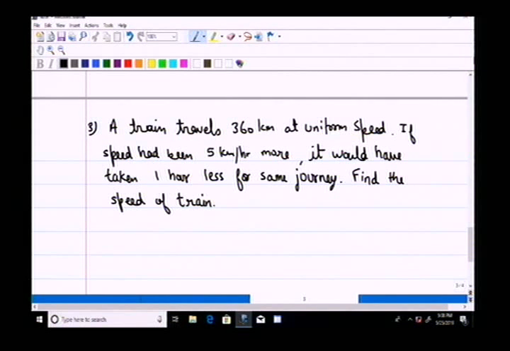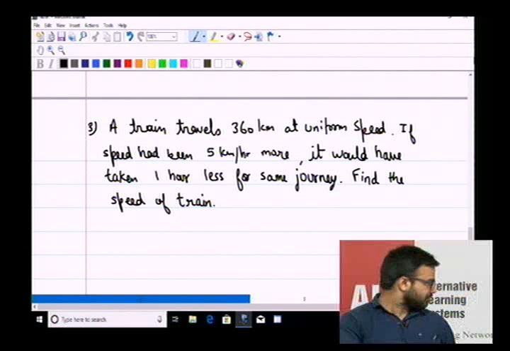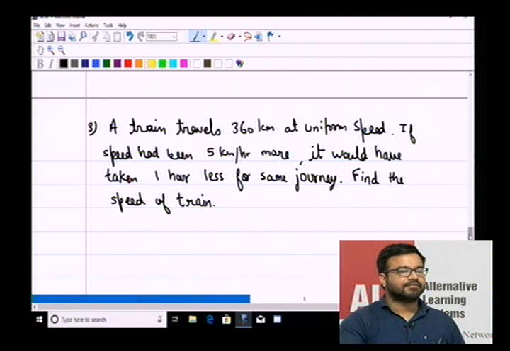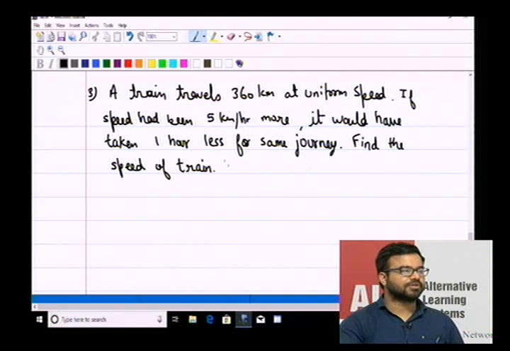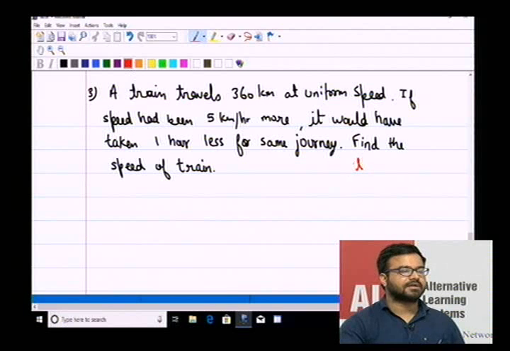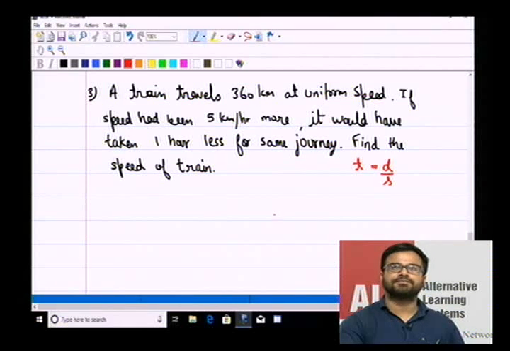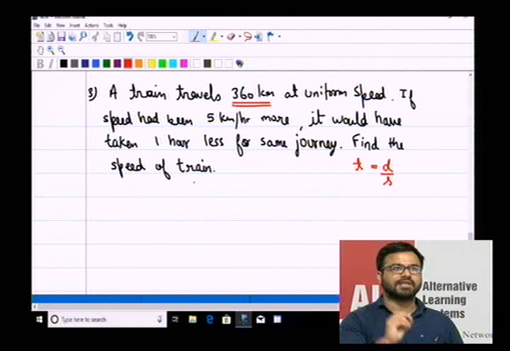No, Churchandpur, the answer is not right. Okay, I'm writing the equation. First of all you should know the relationship between speed, time and distance. The equation is given by time is equal to distance upon speed. Now the distance in this question is 360 kilometer for both cases, when the speed is more and when the speed is less.